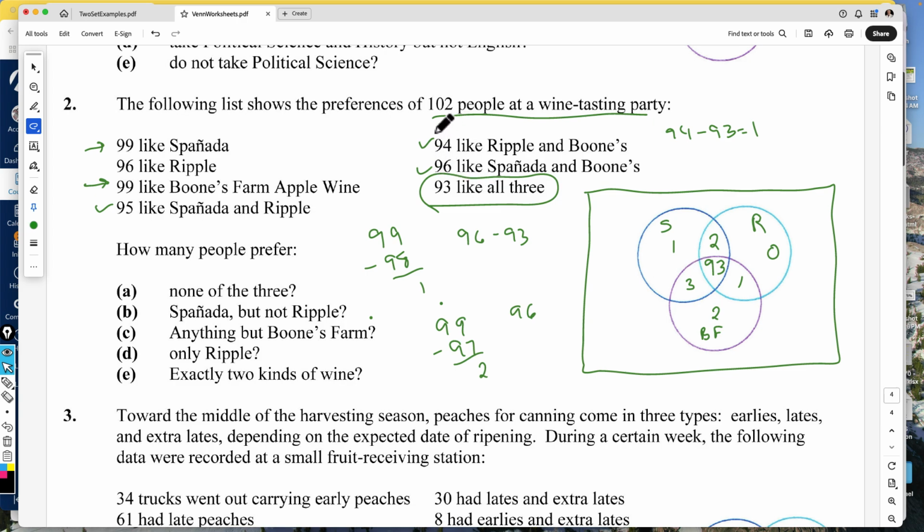Now we're not quite done yet. We have to find out if there was anybody who didn't like any of the wines, which could be possible, right? Maybe somebody's really a picky wine drinker. So what do we do to figure out if there's anybody out here? We have to add all these together and subtract it from 102. If we have 102, then everybody likes a wine. If we have more than 102, we made a mistake somewhere because we know there's only 102. And if we don't have 102, then we know that there was some that didn't like any of the wines. So let's see, got 93, 4, 5, 6, 7, 8, 9. It's 99.